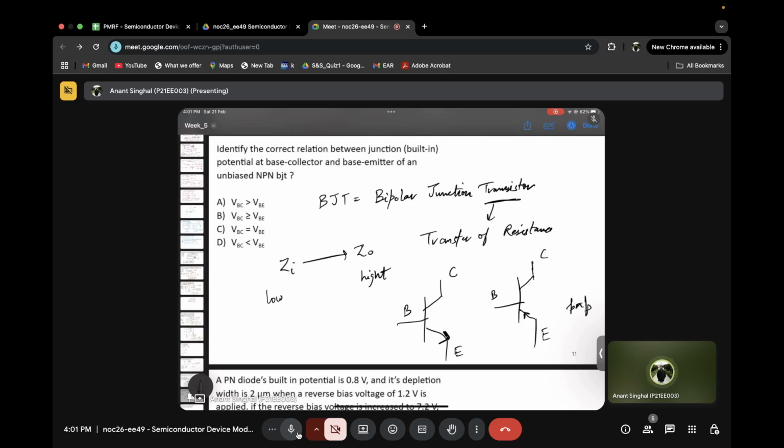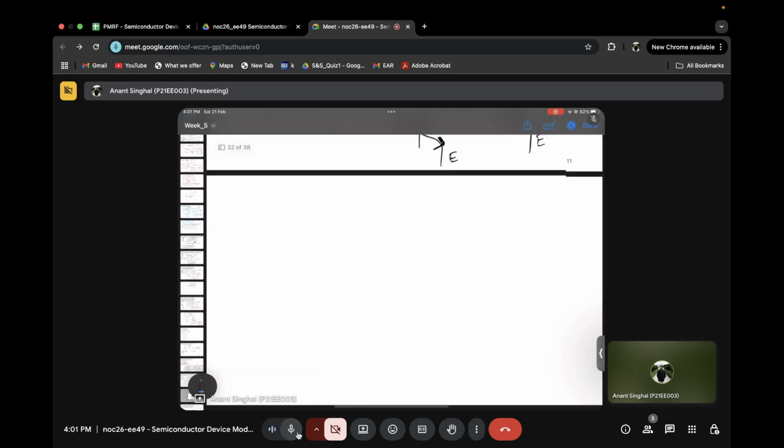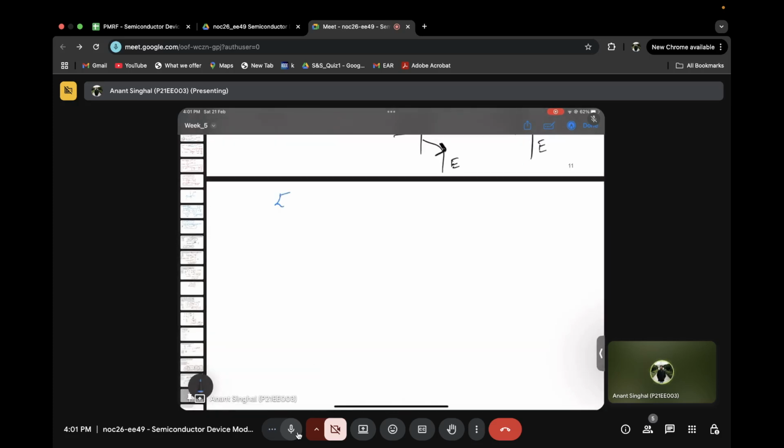Now let me tell you some of the very basics. We have three terminals, starting with emitter. In emitter, we generally dope it very highly. For base, we use light doping, so this is lightly doped. And collector is in between, which is moderately doped.